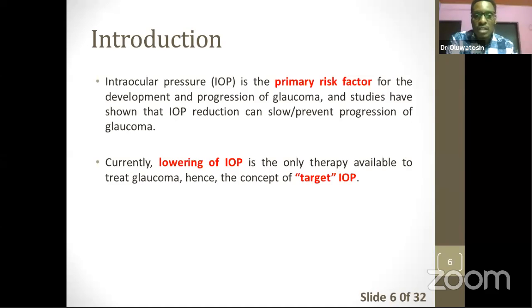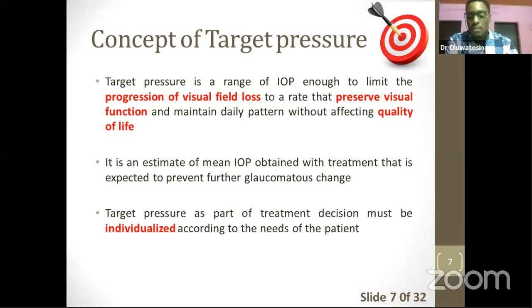Intraocular pressure reduction actually helps in slowing the progression of the disease. This brings about the concept of target intraocular pressure. Target intraocular pressure is a range of intraocular pressure where the progression of glaucoma or field loss among patients is reduced, or there is slowing or halting of the progression of visual field.